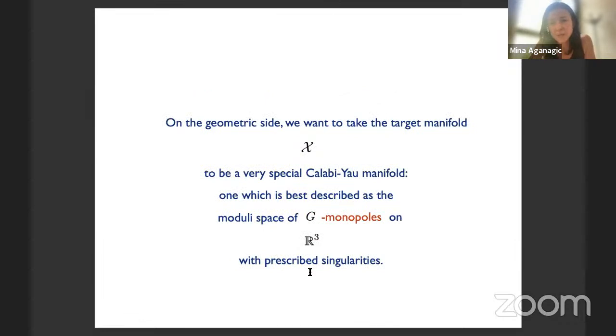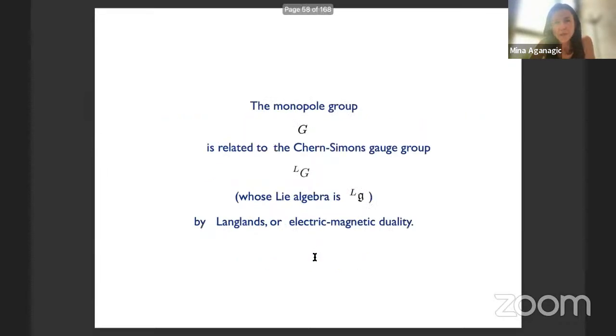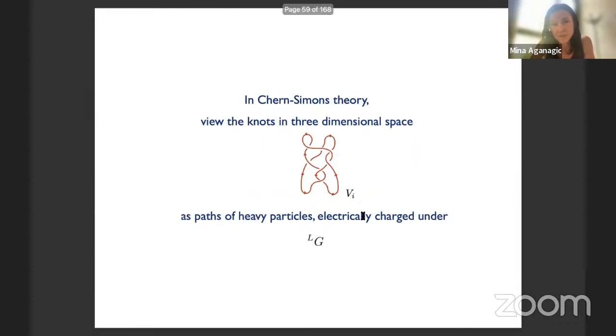On the geometric side, we'll want to take the target manifold to be a very special Calabi-Yau manifold, one which is best described as the moduli space of G monopoles on R3 with prescribed singularities. The monopole group G is related to the Chern-Simons gauge group by Langlands or electric-magnetic duality. In Chern-Simons theory, we view knots in three-dimensional space as paths of heavy particles electrically charged under LG.